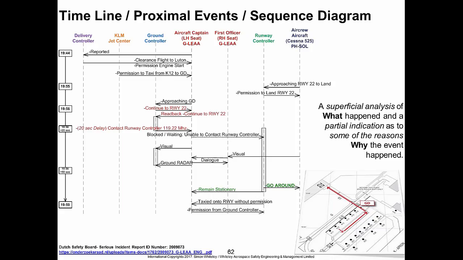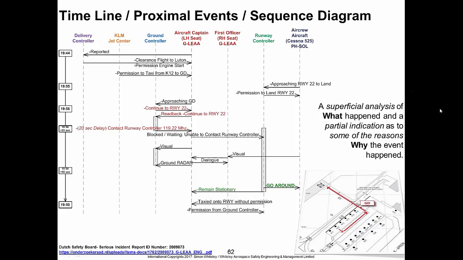Now the runway controller said to G-Lear, you've taxied onto the runway without permission, and the G-Lear captain responded, we had permission from the ground controller. So that shows that G-Lear's mental model, process model, was that they'd had a valid permission to do what they'd done, and so as far as they were concerned, they'd done nothing wrong.